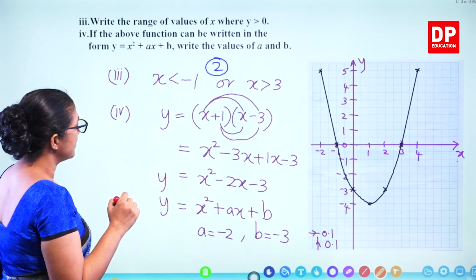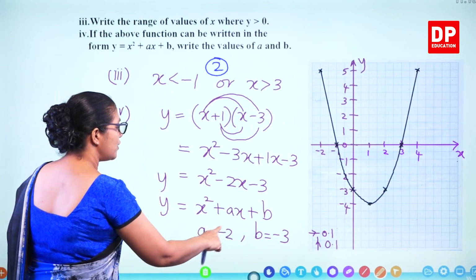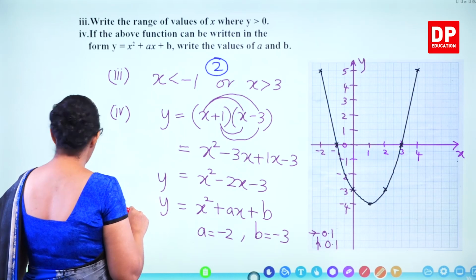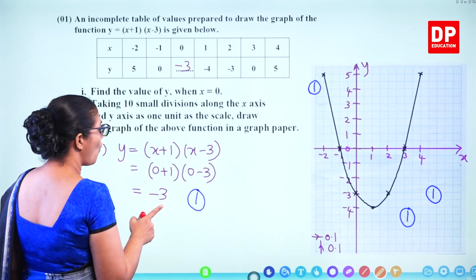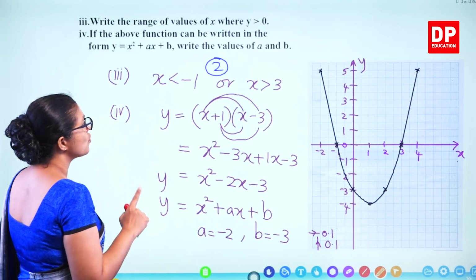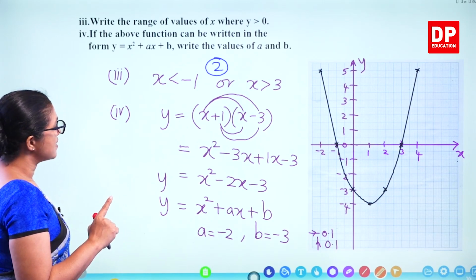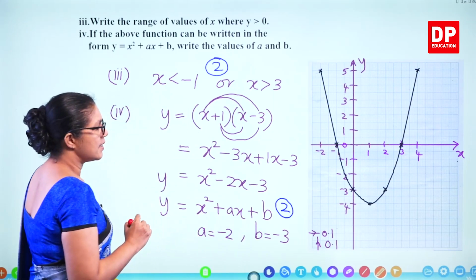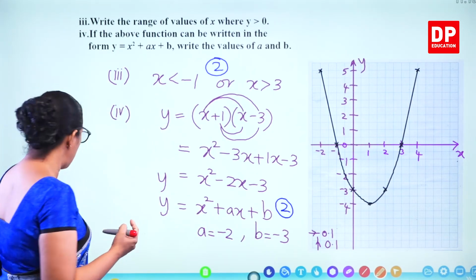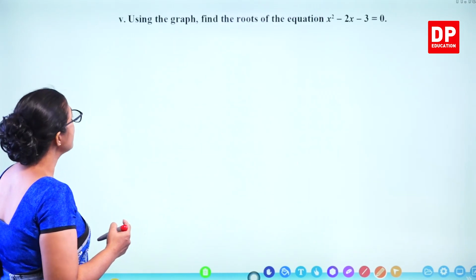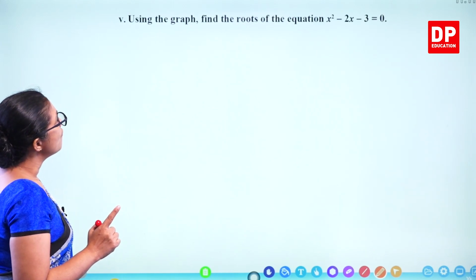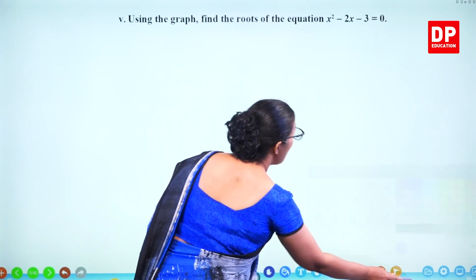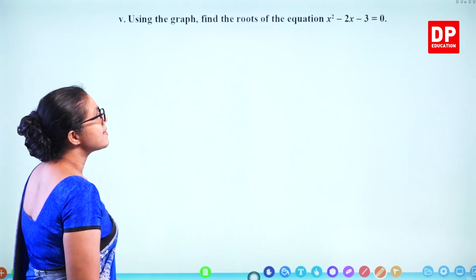And finding these two values also 2 marks. And here, previous part we gave 4. 4 plus 2, 6. 6 plus 2, 8. Next part you can get 2 marks. So we'll see what's the part. Using the graph, find the roots of the equation x squared minus 2x minus 3 equals 0.